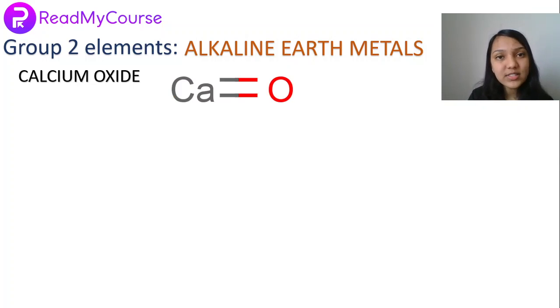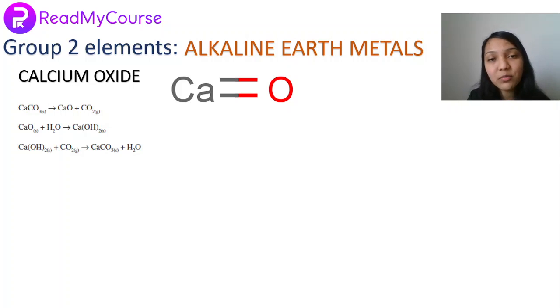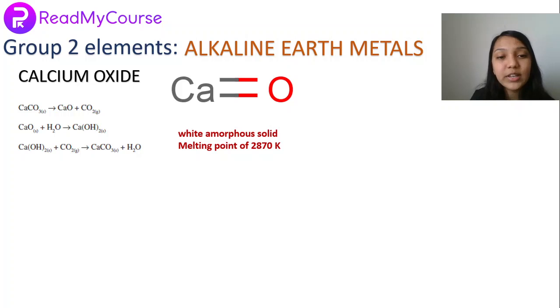This is how the structure of calcium oxide looks, Ca double bond O. Calcium oxide is formed from calcium carbonate, that is limestone. When it decomposes at quite a high temperature, it forms calcium oxide and carbon dioxide. Further, this calcium oxide reacts with water to form calcium hydroxide, which we'll discuss next. And this calcium hydroxide reacts with carbon dioxide to form calcium carbonate again, and H2O. Calcium oxide is a white amorphous solid, and it has a very high melting point of 2870 Kelvin.